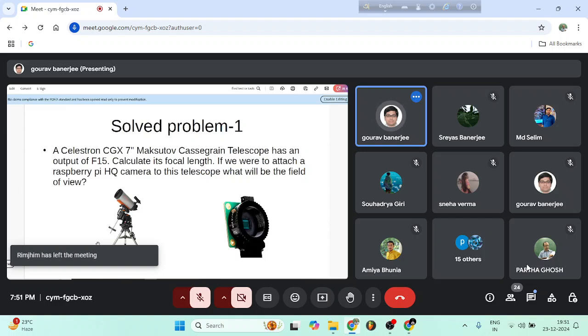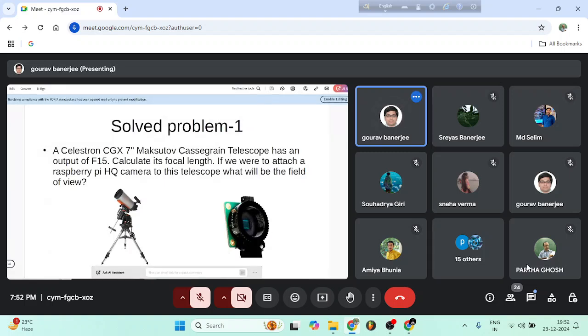What I will do is go through some simple solved examples just to make you familiar with the process. Let's say we have a Celestron CGX 7-inch telescope, and we know that this thing has an output of f15. The question is, can we calculate its focal length? Yes, of course we can. And if we were to attach a particular camera, this time I have selected a Raspberry Pi HQ camera.